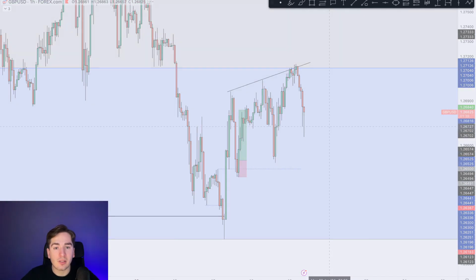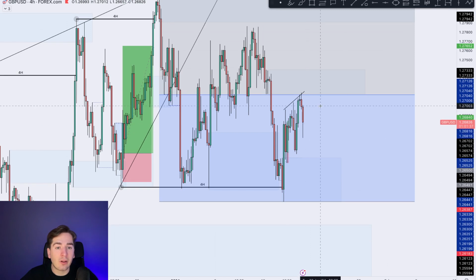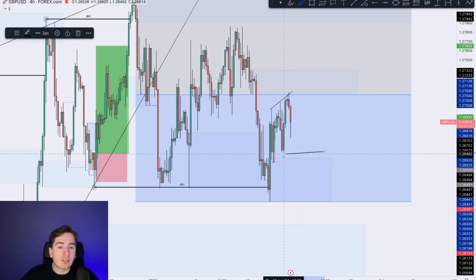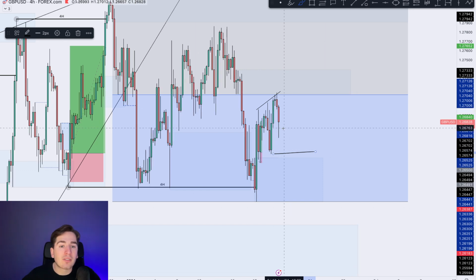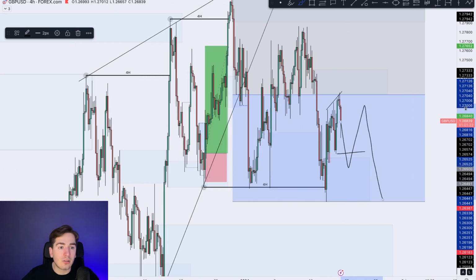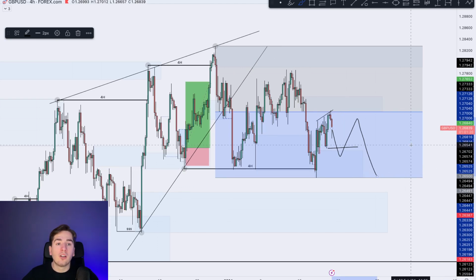But from experience, I know that there is some probability that we are going to change the overall structure. But for that to happen, I need to break this low over here. If we break this low, it's critical because this is going to be the 15-minute swing low, and it's also going to be your 4-hour fractal low. If we break that low, then I'm ready to short the living hell out of pound dollar. So that's what I'm waiting for.